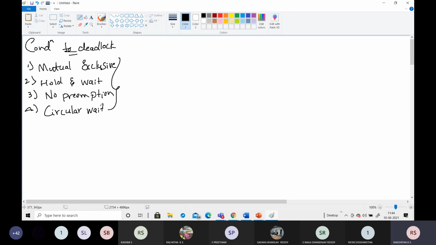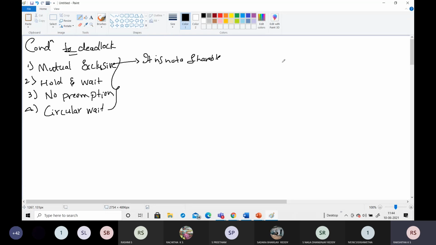Okay, so these are the four conditions for the deadlock. First we will see what mutual exclusion is. We know that mutual exclusion means only a single process can enter into the critical section. Here this mutual exclusion is not shareable.